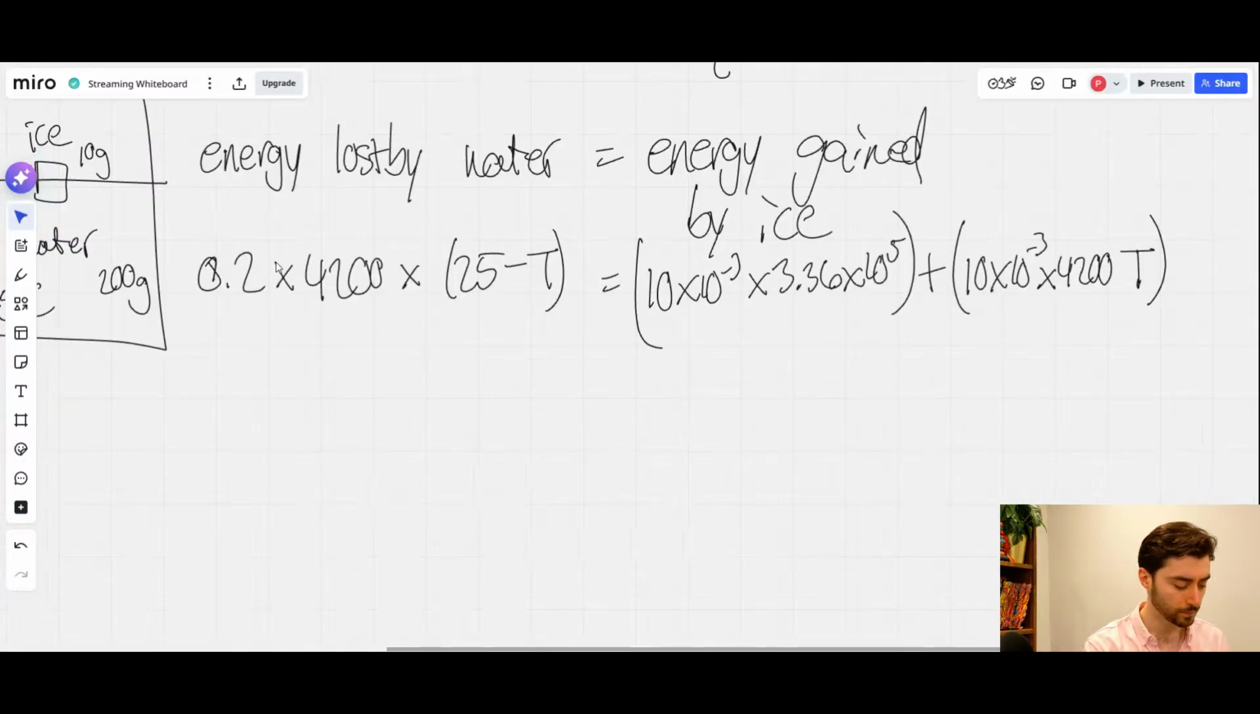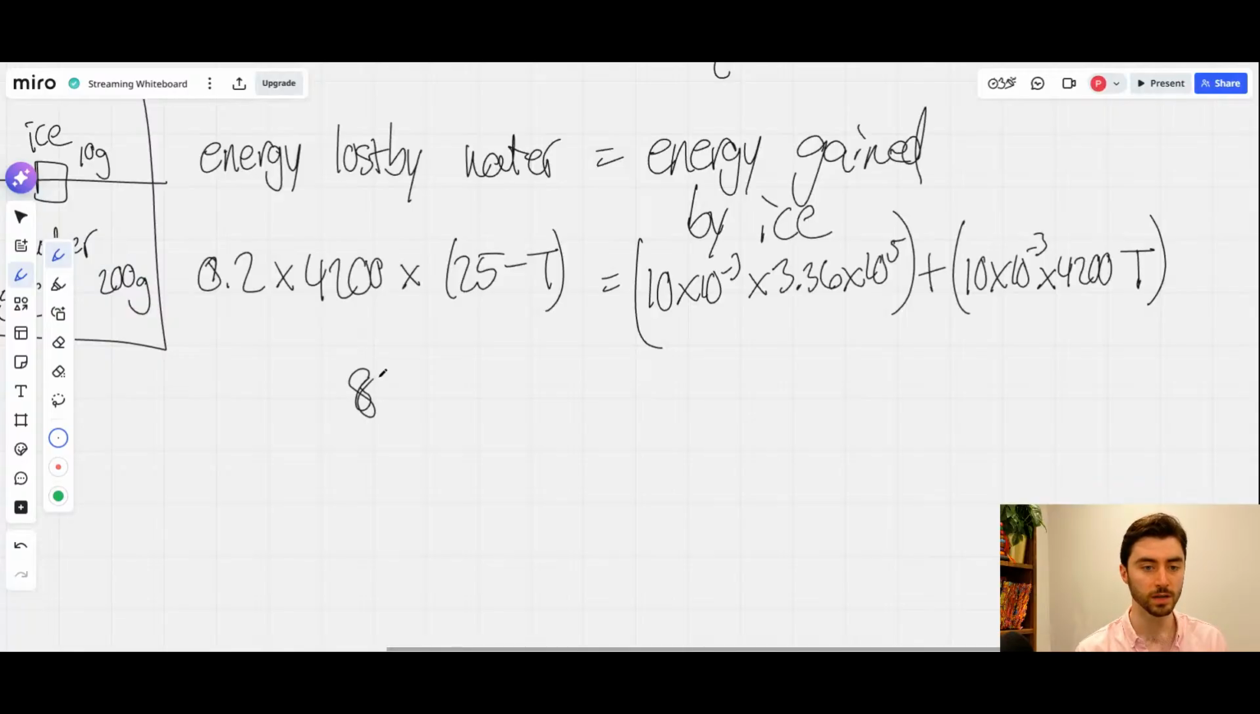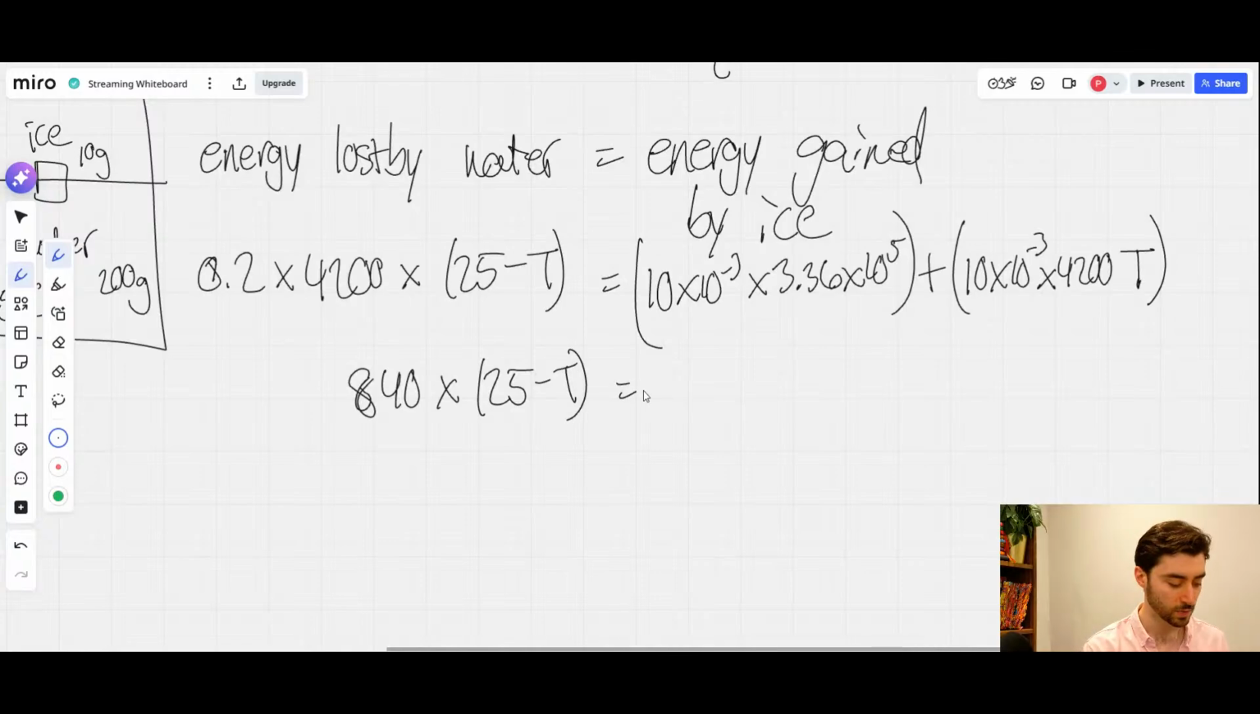So here, let me crunch the numbers. 0.2 times 4200 equals 840. So I'll simplify the numbers first just to make sure I don't do anything silly, because I'm prone to silliness today. I could just tell. I'm feeling much more relaxed, which means my brain is just like, not it.